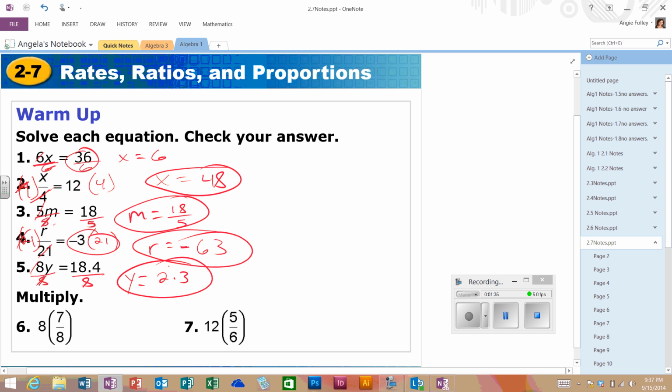8 times 7 over 8. If it helps, you can think of this 8 as being over 1. So these 8s would cancel, and I just have 1 times 7, which is 7 over 1. So just leave it as 7. Okay, 12 times 5 over 6. Again, you can think of this as over 1. You can cancel. 6 goes into itself 1 time, 6 goes into 12 2 times. So now 2 times 5 is just 10, and we don't need to put it over 1. If you want, you can, but we usually don't.